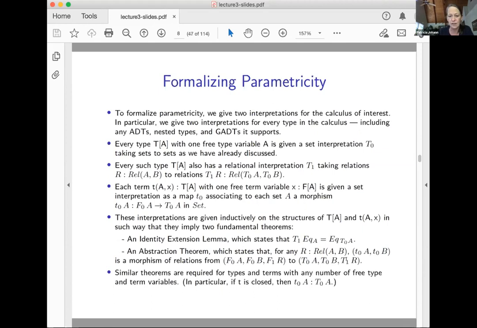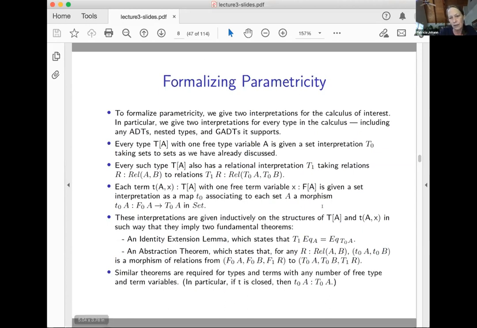And of course, there's nothing special here about having one free type variable and one free term variable. It's just that it becomes notationally a bit cumbersome to talk about more. So I thought I would just try to save your heads a little bit and only talk about one explicitly.